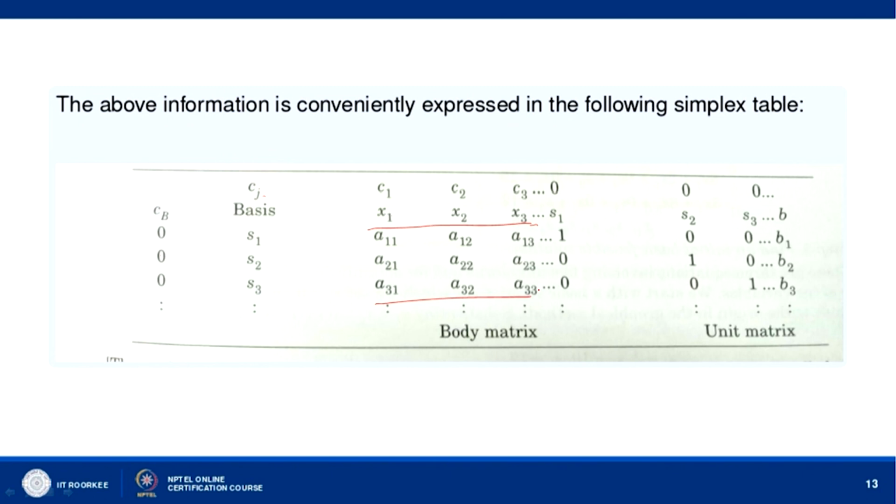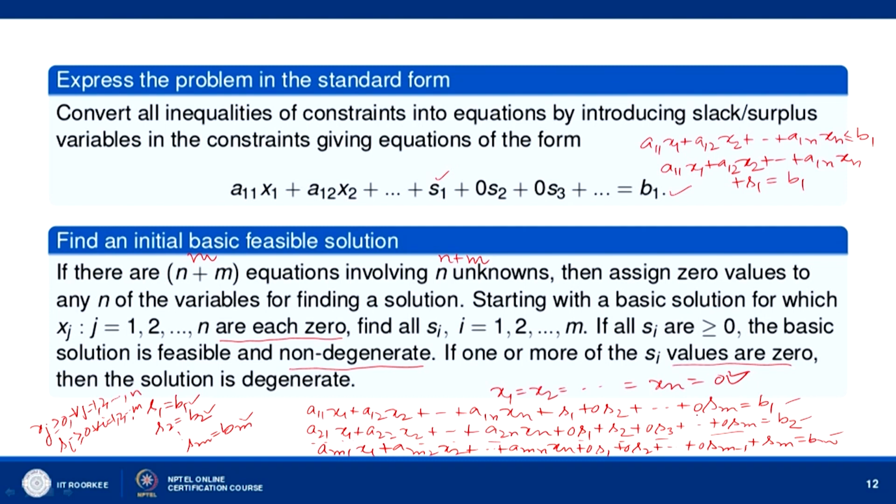So, that is the m by n matrix, because we are having m equations. So, a11, a12, a13 and so on a1n, a21, a22, a23, a2n, a31, a32, a33 and so on a3n. These are the coefficients of x1, x2, ..., xn. They form the body matrix, and for the coefficients of S1, S2: in the first equation, the coefficient of S1 is 1, the coefficient of S2 is 0, the coefficient of Sm is 0.